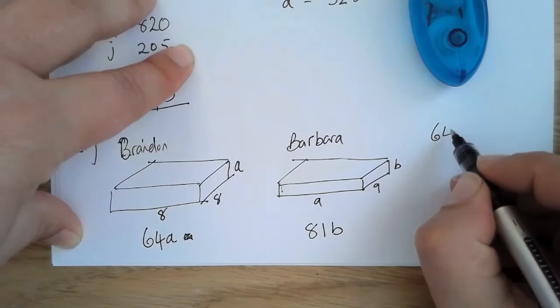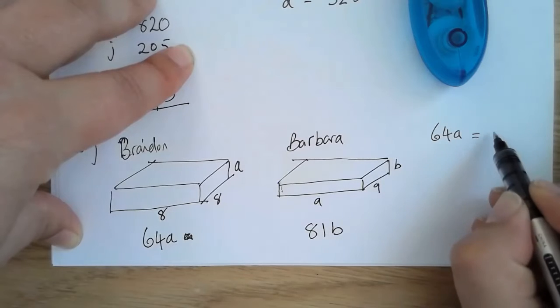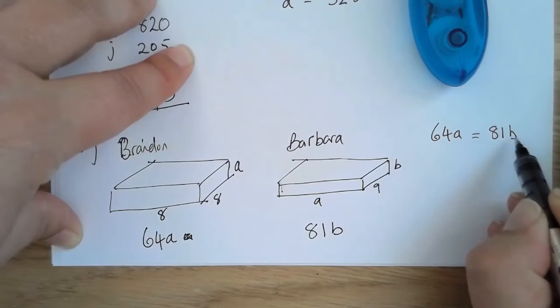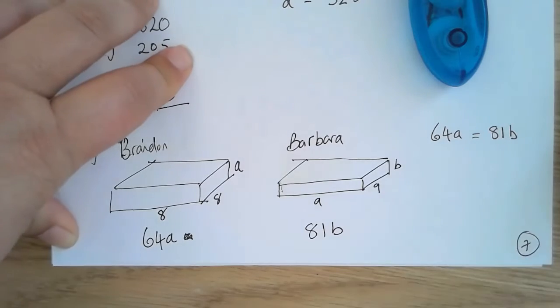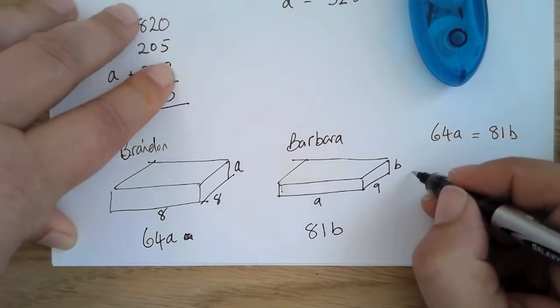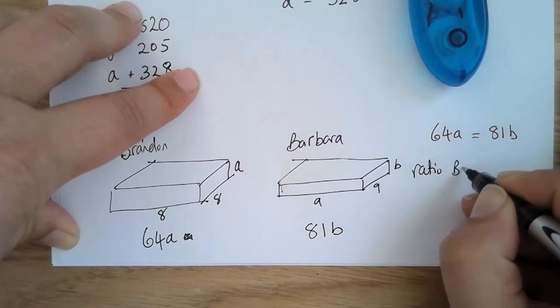Now we're told that these two equal each other. So we're told that 64a, the volume of that cuboid, is exactly the same as the volume of this. We're asked for a ratio, and we're asked for the ratio of Barbara's to Brandon's.